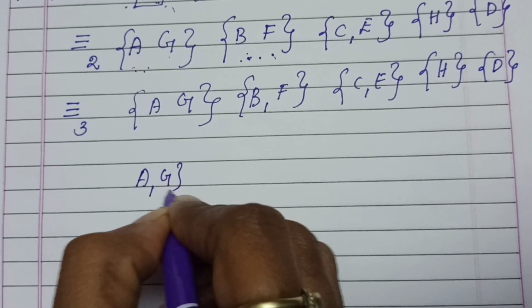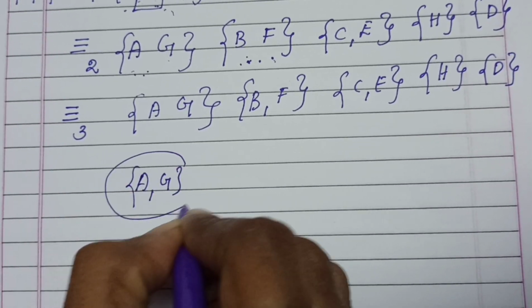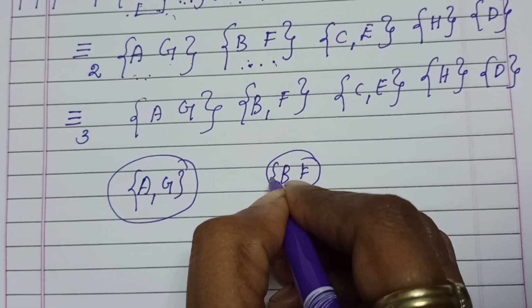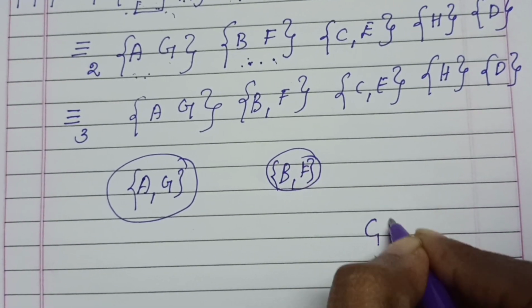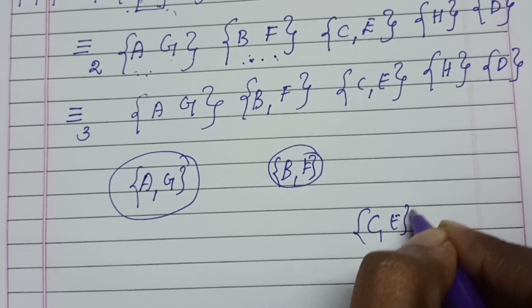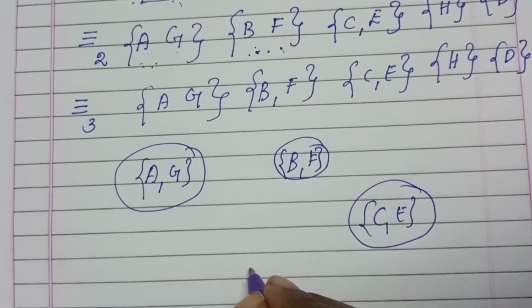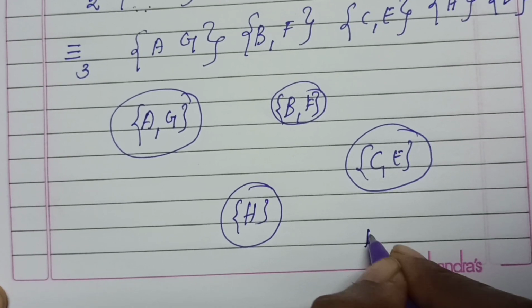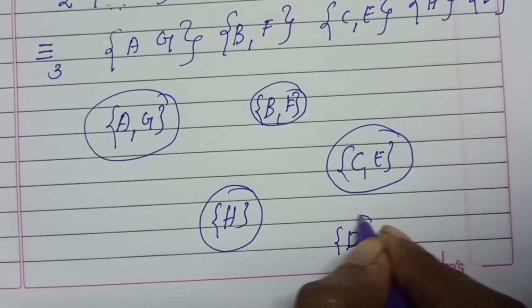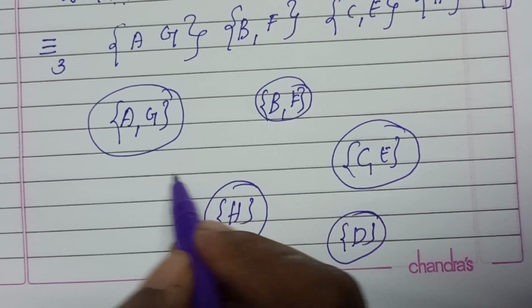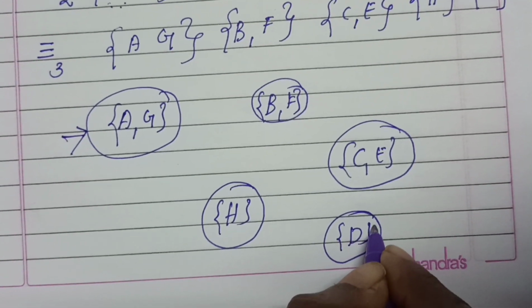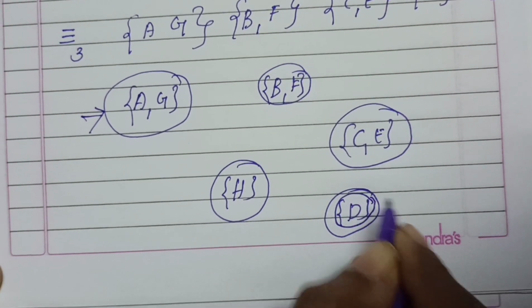You have to draw the DFSM. That's the final solution. A and G is one set. B and F is one set. C and E is one set. H, you can draw the states wherever you want. Only thing you have to take care of is the transition connection. That's it. A is the start state. So this will be the start state. D is the final state. So you double circle here.